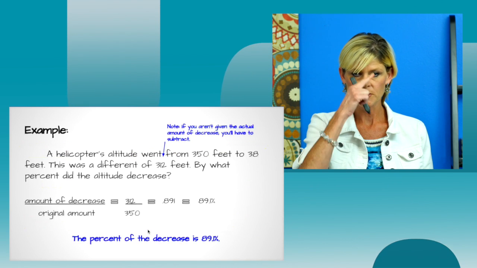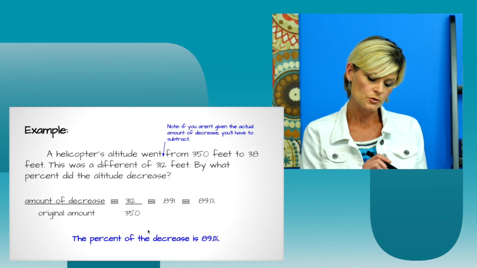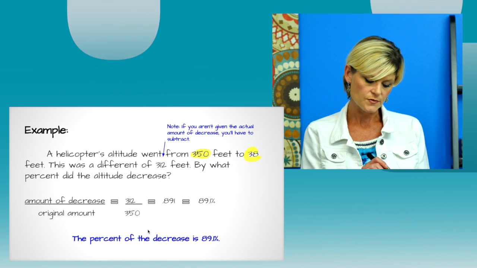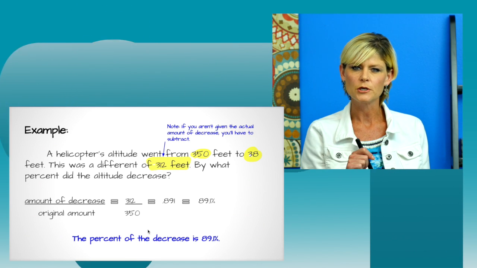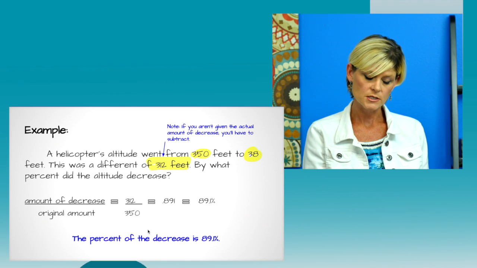Let's take a look at what I'm talking about here. Okay, so a helicopter's altitude went from 350 feet down to 38 feet. This was a difference of 312 feet. You can skip the blue note at the top there. I'll explain that in a minute. By what percent did the altitude decrease?